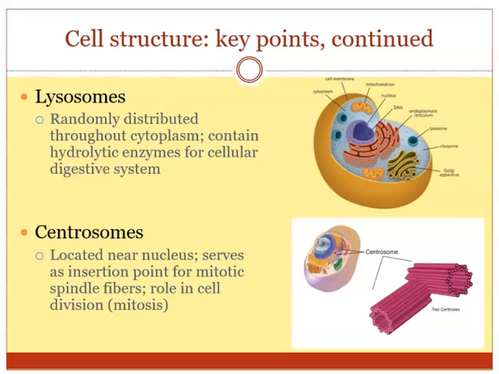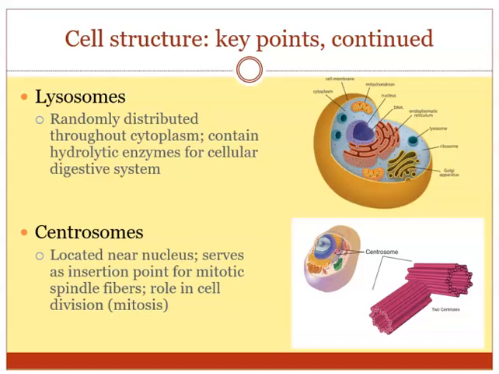These are randomly distributed structures throughout the cytoplasm. They contain hydrolytic enzymes and they help in the cellular digestive system. And if you look here on our diagram, we have a lysosome labeled right here, and we also have a couple more represented on the diagram. They're just not labeled.